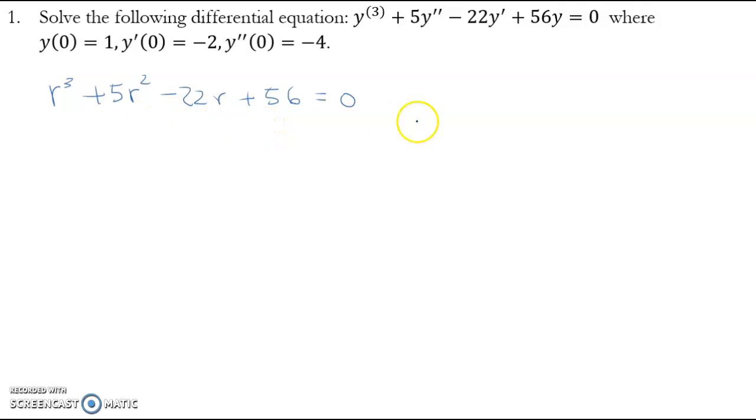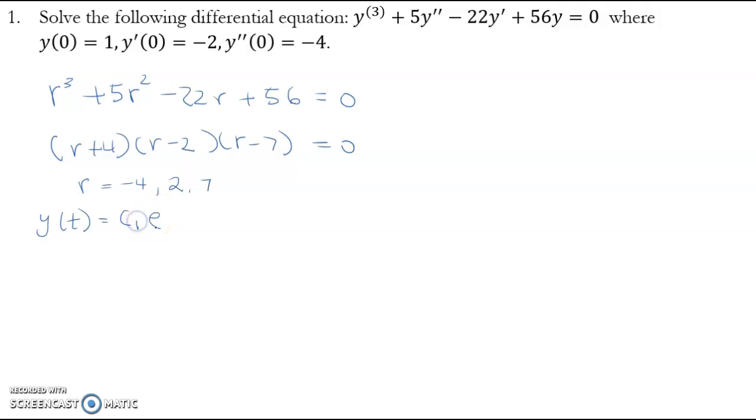You can even graph this using your graphing calculator, but if you do, you will get r plus 4, r minus 2, and r minus 7. All right, so this tells us that we have 3 real solutions, and they're going to be -4, 2, and 7. And so we can go ahead and write our general solution. That's going to be C1 e to the power of -4t plus C2 e to the power of positive 2t and C3 e to the power of positive 7t.